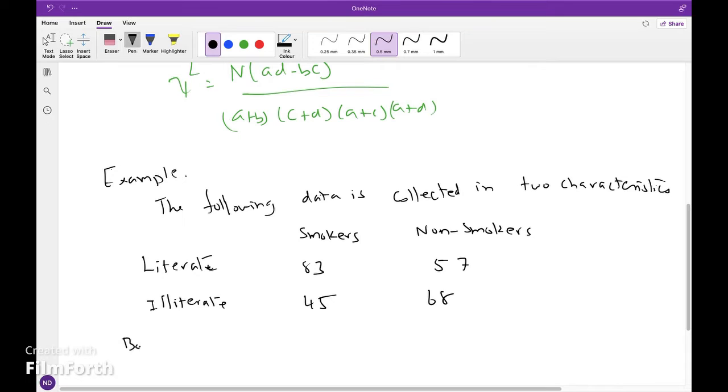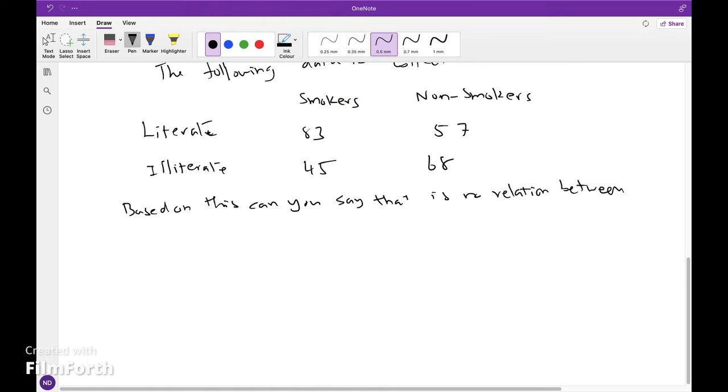Based on this, can you say that there is no relation between the habit of smoking and literacy?